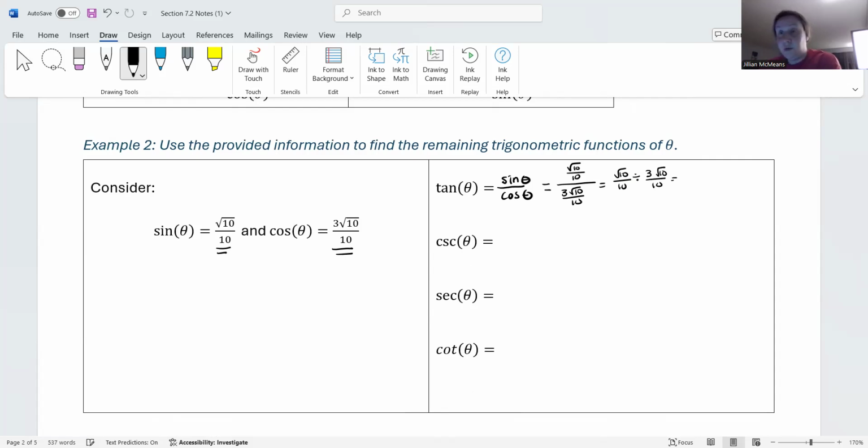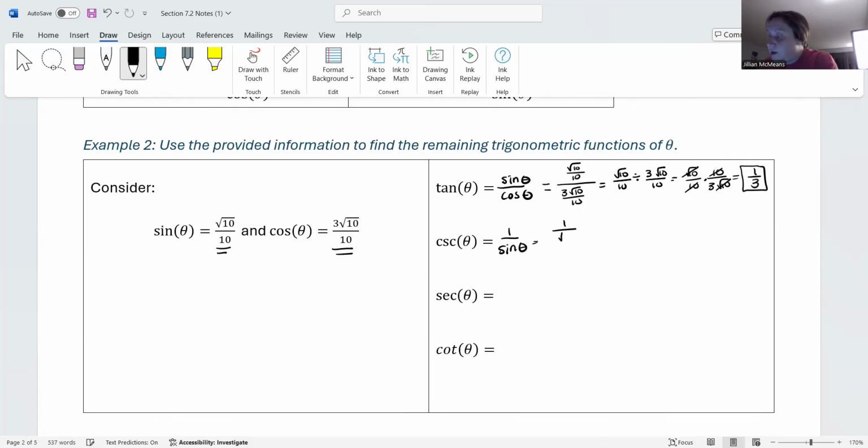And remember, you multiply the first fraction by the reciprocal of the second. So we get root 10 over 10 times 10 over 3 root 10. Well, let's see, does stuff cancel? In this case, absolutely. Root 10 cancels, and we're left with just 1/3. Okay, now let's look at cosecant. We know that cosecant is the reciprocal of sine, and that is one of those things that you do have to just memorize, okay? So cosecant is really 1 over sine theta.